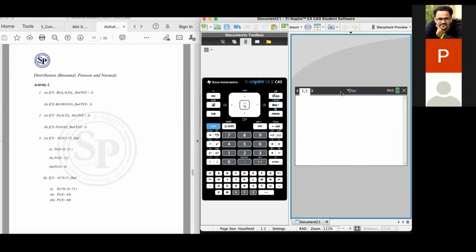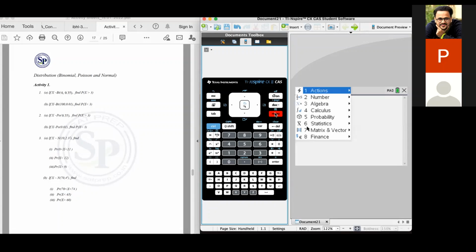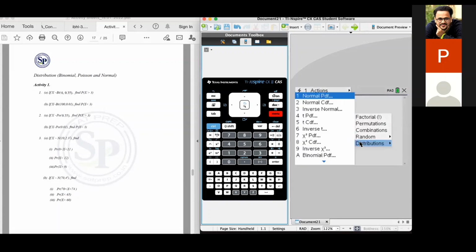Say, for example, we are looking for X distributed as binomial with n is 6 and probability p is 0.35, and we are looking for the probability of greater than 3. There are two ways you can do it. Either you can go with less than 3 and take 1 minus that, or we use the calculate tool here: menu, probability, distribution, and then binomial CDF.